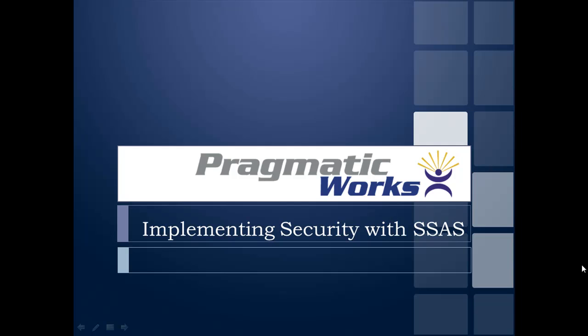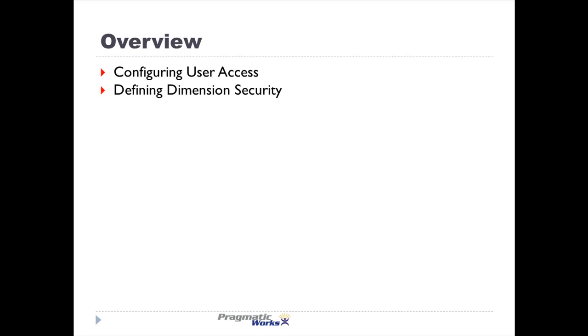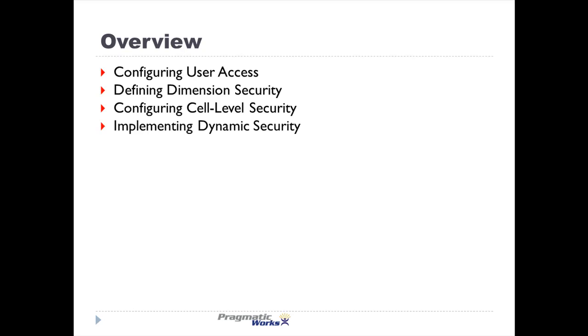And in this short, very educational and highly informative video, we're going to be talking about implementing security with Analysis Services. So in this short video, we're just going to talk about setting up security in Analysis Services, and basically it's just a way for us to configure user access to the cube and control who sees what in our Analysis Services database and in our cubes. So we're going to talk about defining dimension security. We're going to talk about configuring cell level security, and then we're going to finish up with implementing dynamic security.